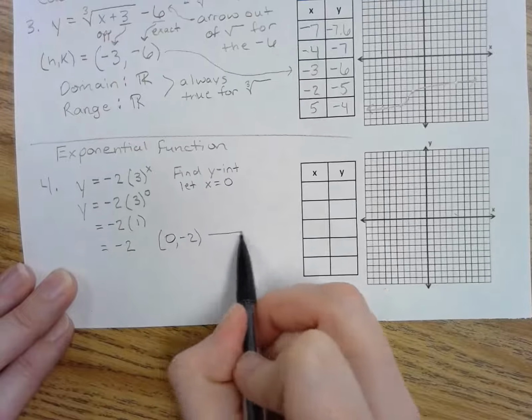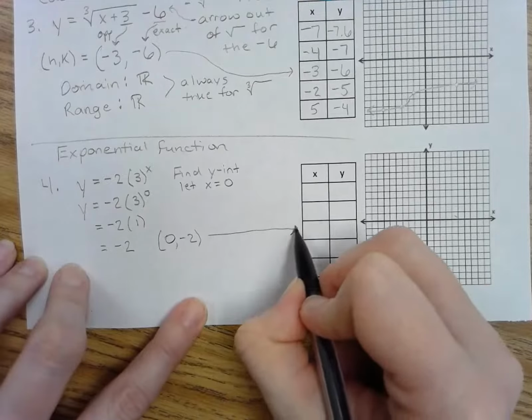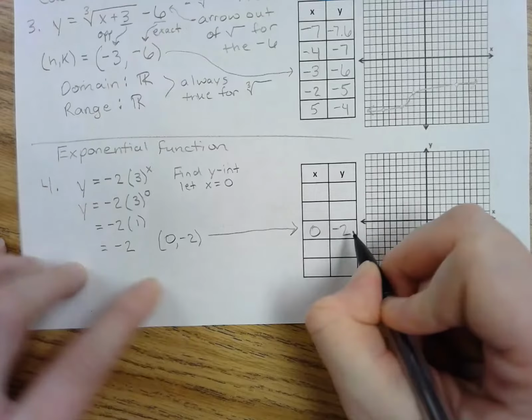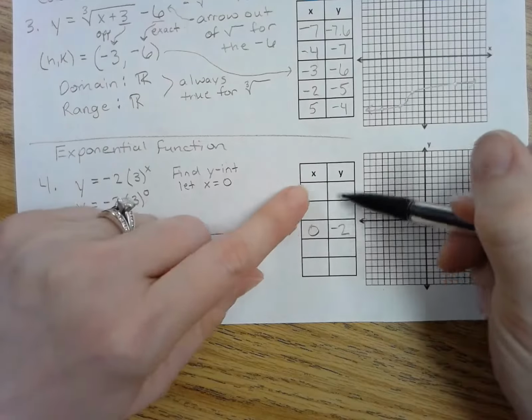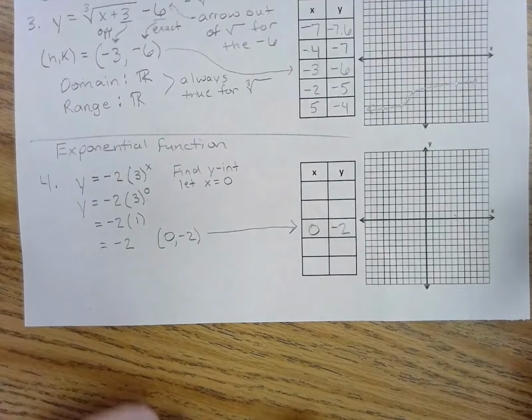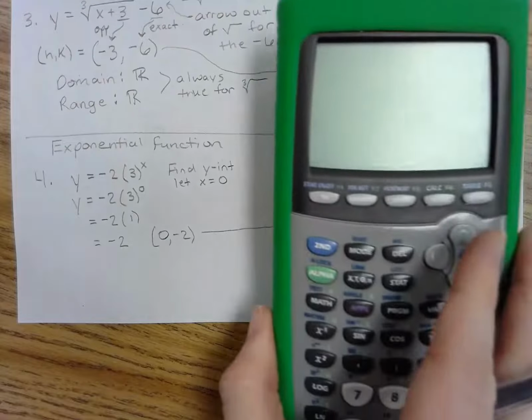Again, put this in the center of your table, 0, -2, because exponential functions can grow very, very fast and they can get small very, very fast. So that's where we need both sides of our starting point. So let's go to our graphing calculator.